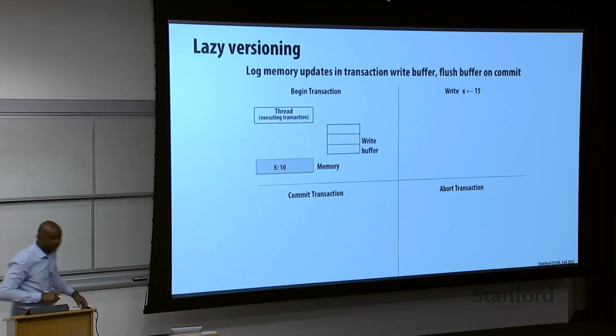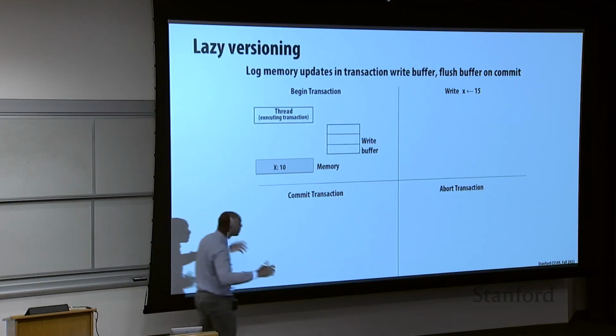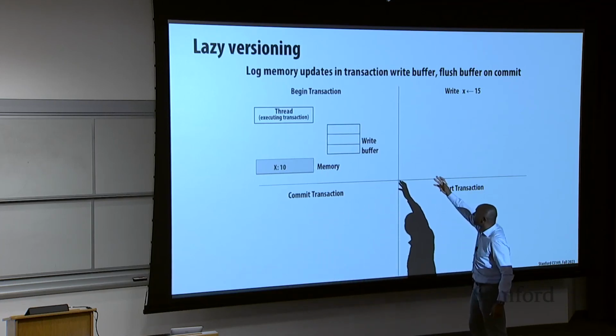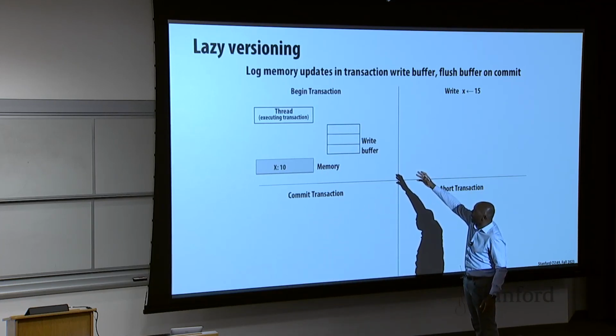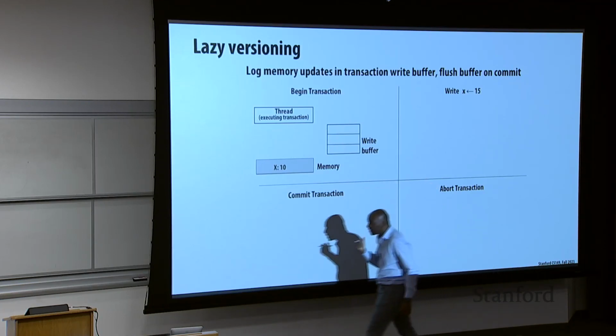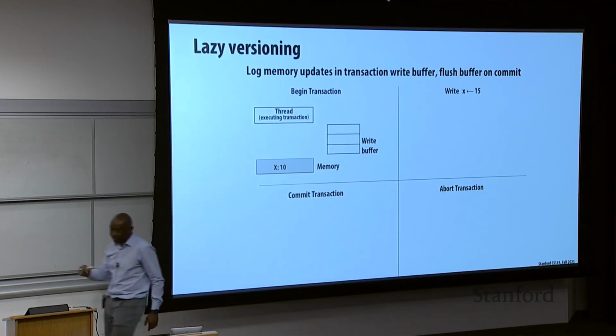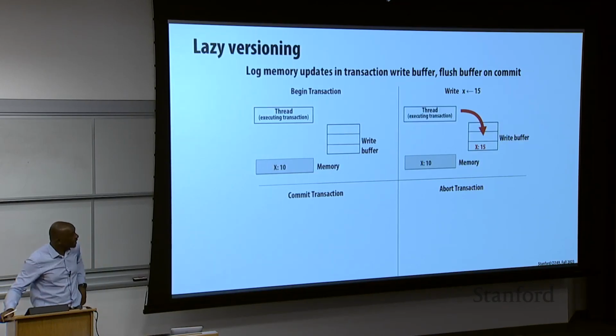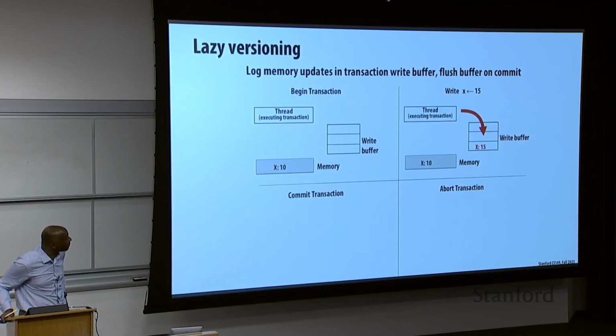All right, lazy versioning. Everybody likes to be lazy. Here we have a write buffer as the key mechanism. In this example, we're writing to X. Instead of updating memory directly, we write into the write buffer, and that's why it's called lazy.